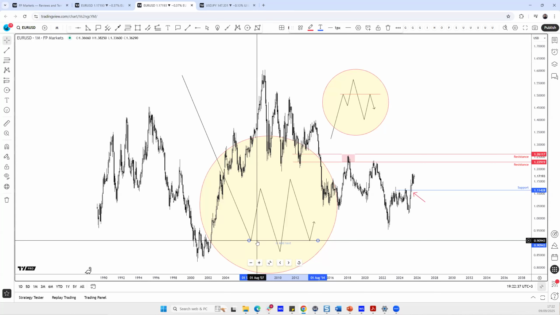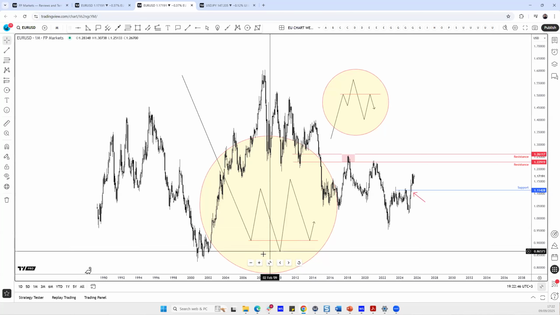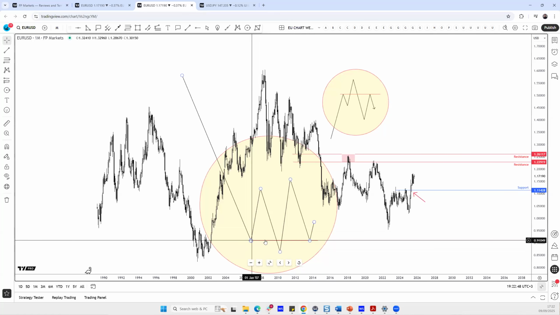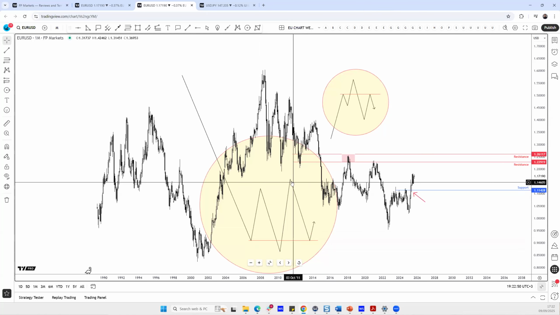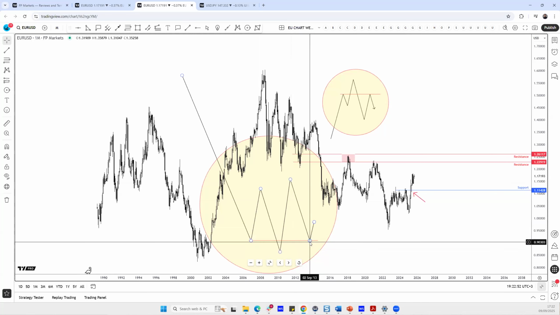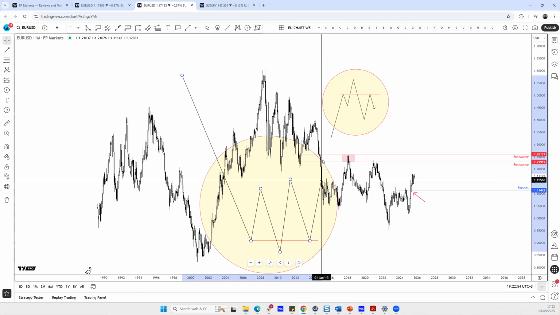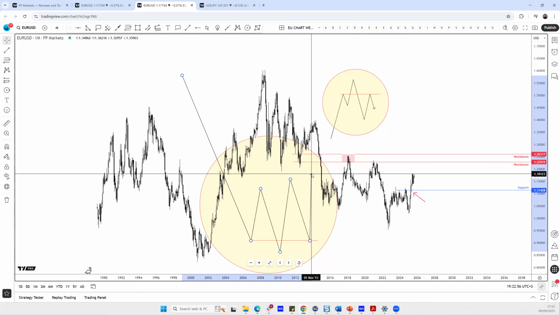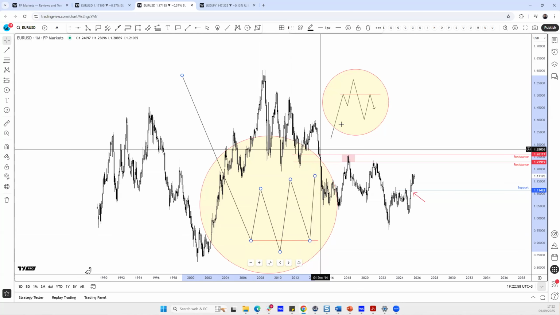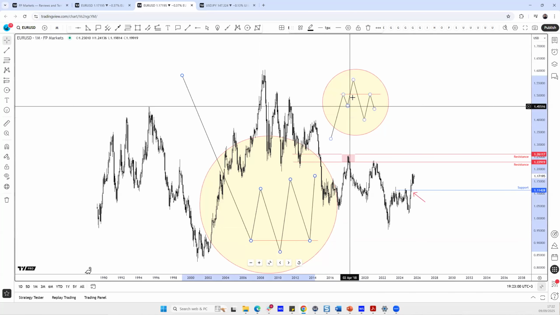Do not confuse it with that. I do have a webinar that touches on the difference between those two patterns, so do check that out if you're interested. But then we can project from this left shoulder across for price to potentially reverse back to this area and rally higher. Now, the Quasimodo resistance is exactly the same, but to the upside.